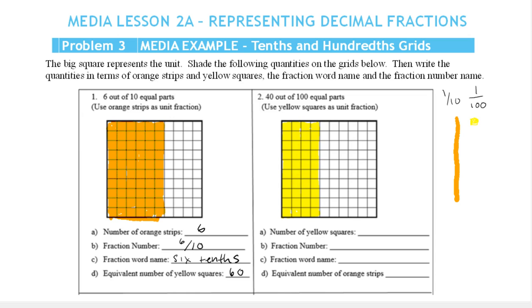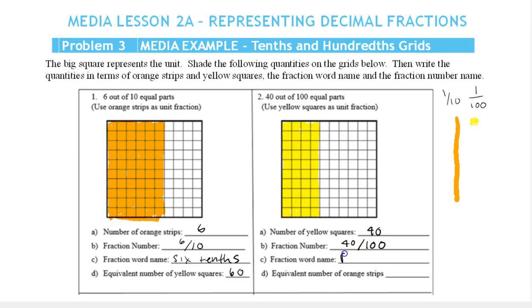Okay, now let's answer the questions. So the number of yellow squares is 40, because each square is 1 out of 100, and we shaded 40 out of the 100. The fraction number would be 40 over 100, because we did 40 out of 100, which is 40 hundredths.